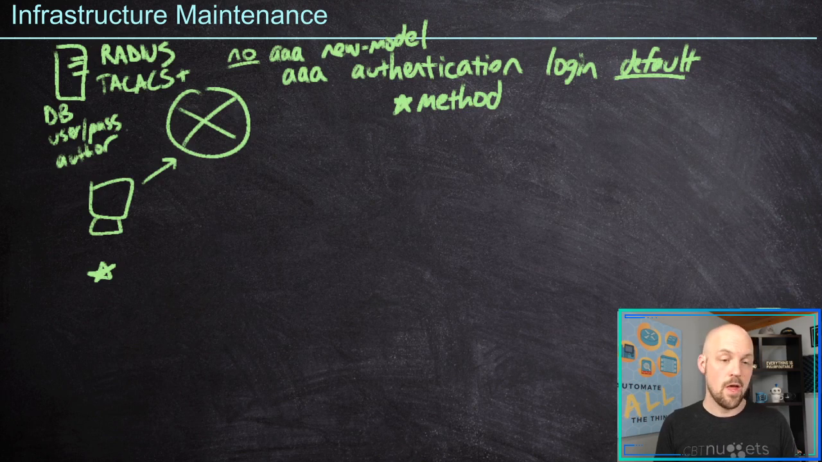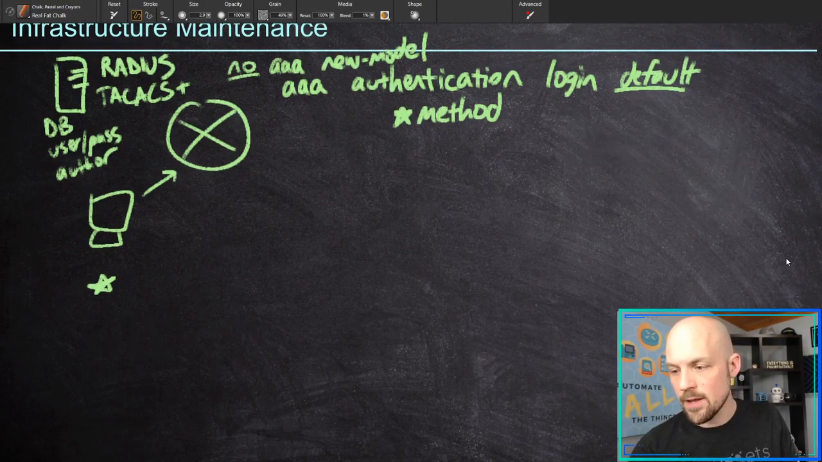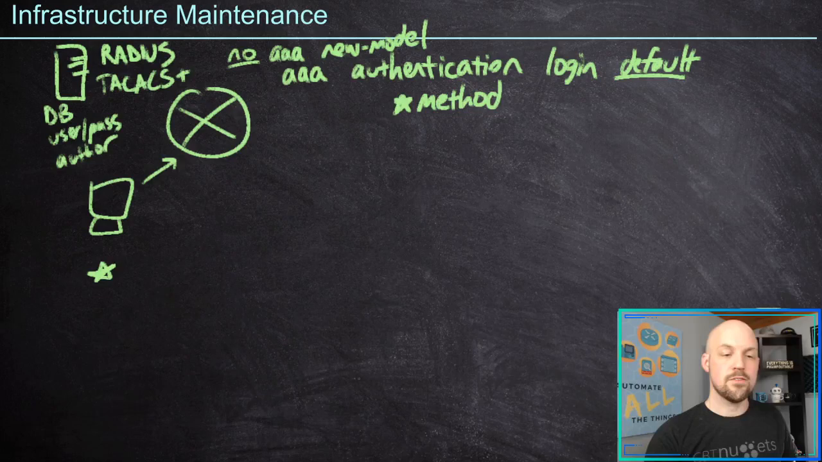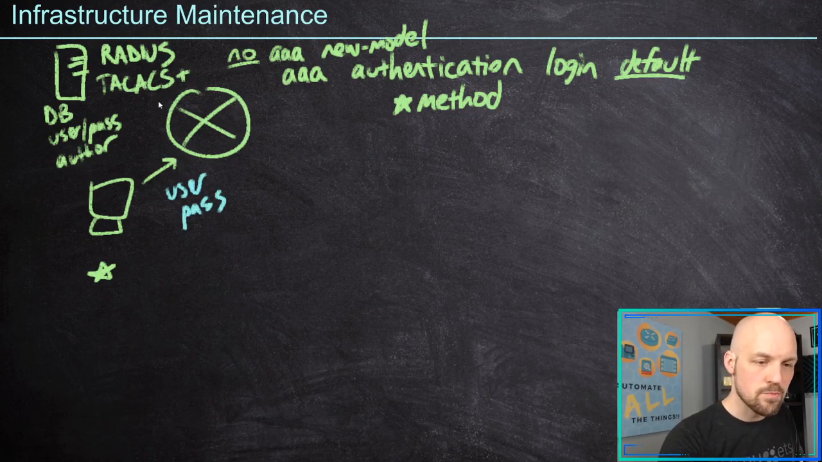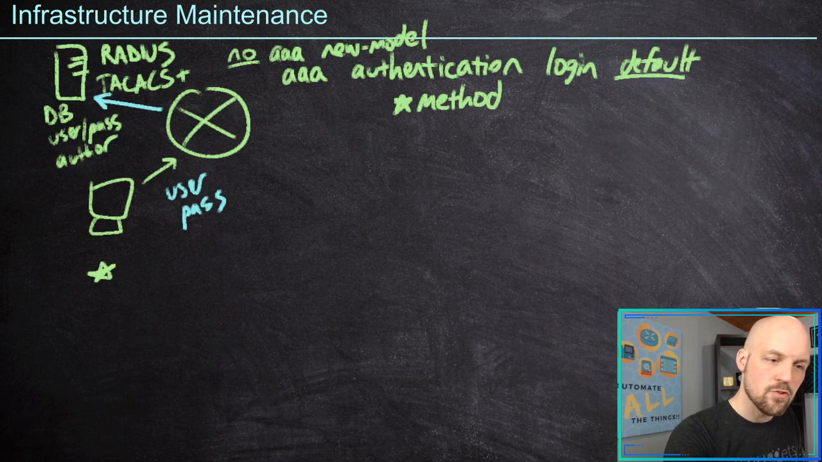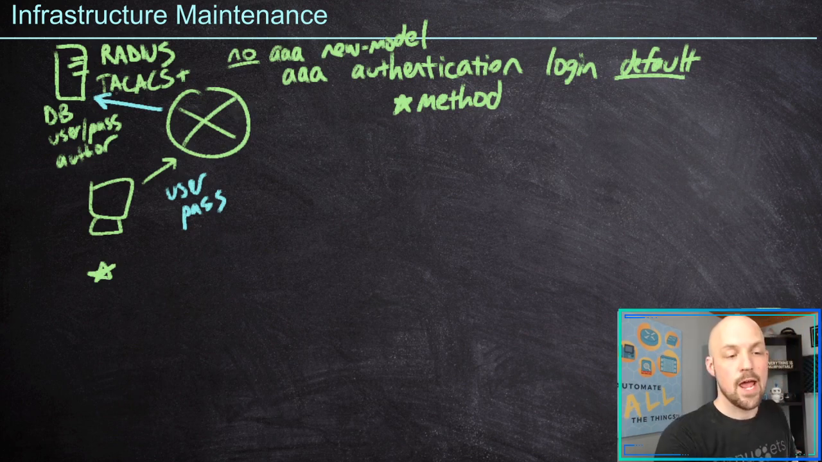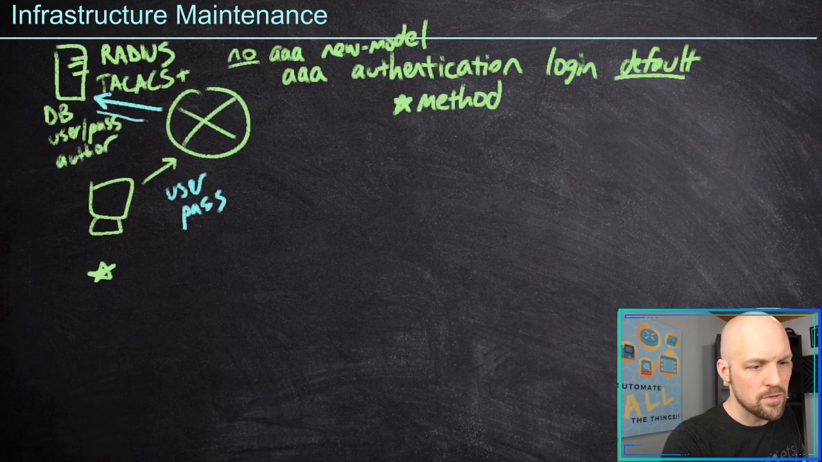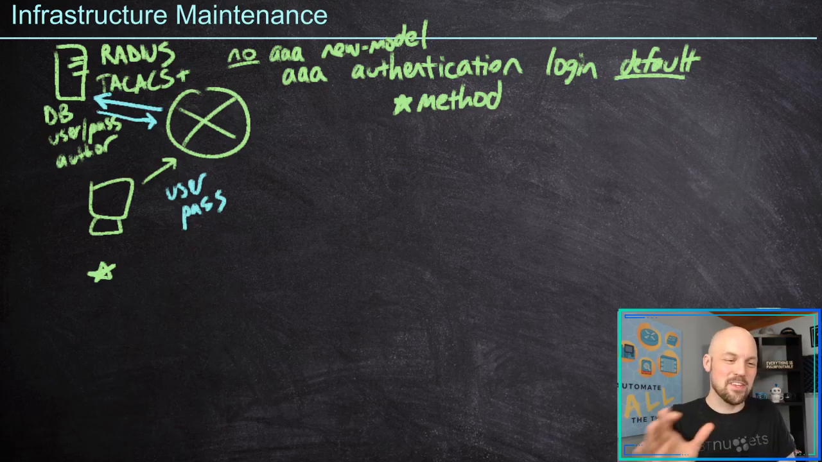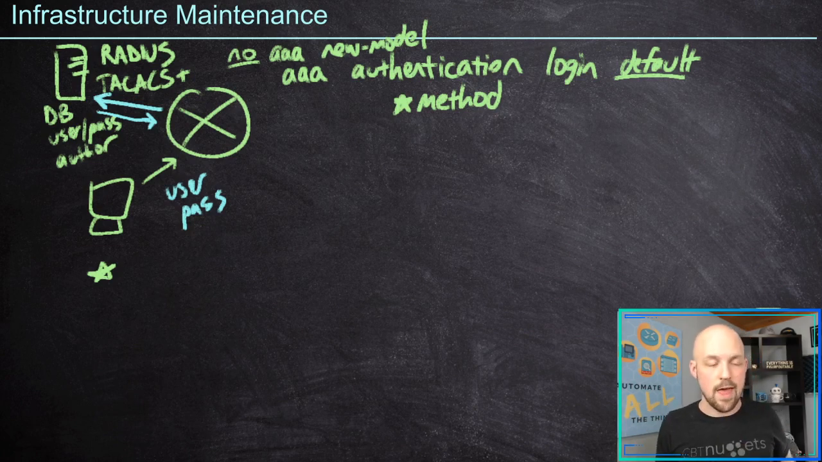The router is no longer going to make the decision as to whether a user is allowed to log into it or not. So what's going to happen here is I provide a username and password, and this router is going to send that username and password to the RADIUS server or TACACS+ server. I keep saying RADIUS, but that's just because I don't want to say both of them. The AAA server is going to respond with yes or no, one of the two. If it is a yes, then of course the router is going to allow that user to log in. And if it's a no, then the router is going to reject that.